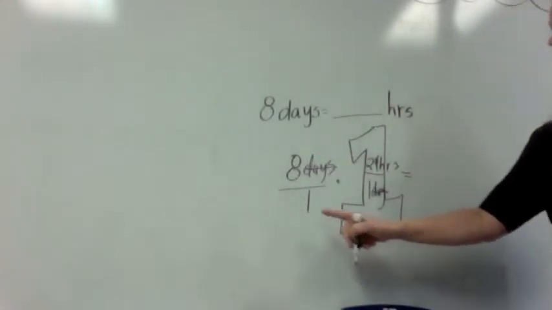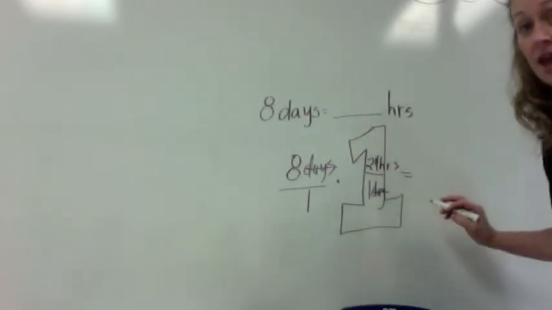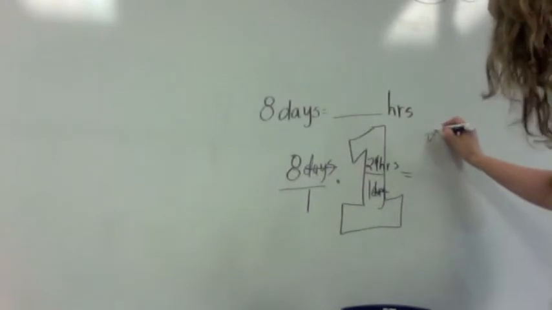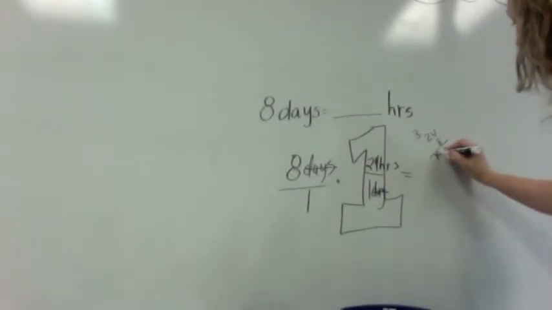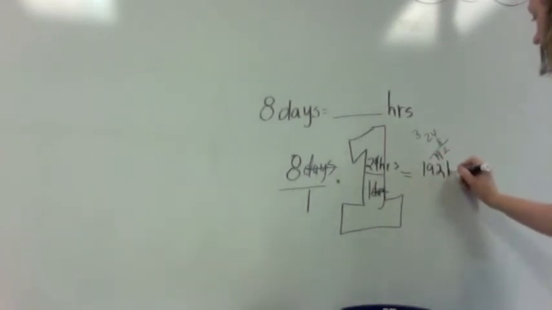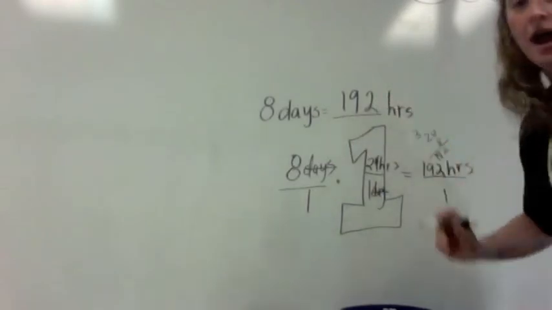And I use the same strategy with canceling out for multiplying fractions. Days go away. I have 8 times 24 hours. I may not know what that is, so I may have to doodle. 24 times 8, that's 32, 16, 17, 18, 19. I have 192 hours over 1. So my answer is 192 hours.